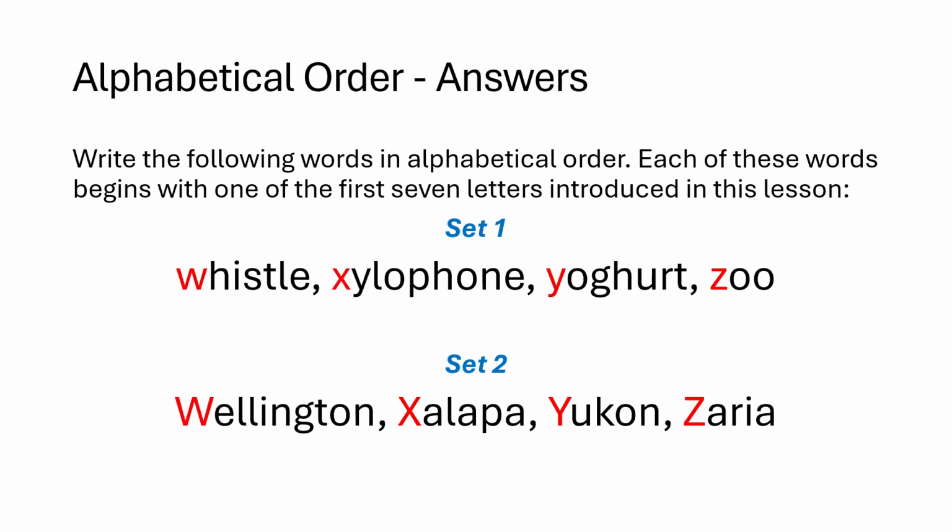Check your answers. These words are in alphabetical order by looking at the initial letters. Whistle begins with W. Xylophone begins with X. Yogurt begins with Y. Zoo begins with Z. W, X, Y, Z. Wellington begins with W. Jalapa begins with X. Yukon begins with Y. Zaria begins with Z. W, X, Y, Z. These words are in alphabetical order.